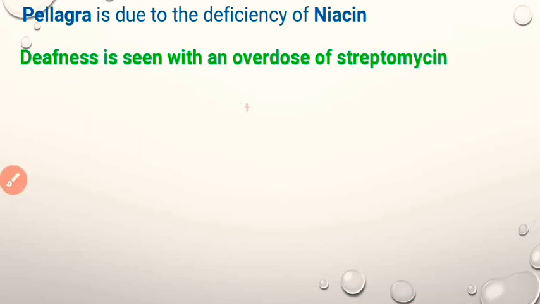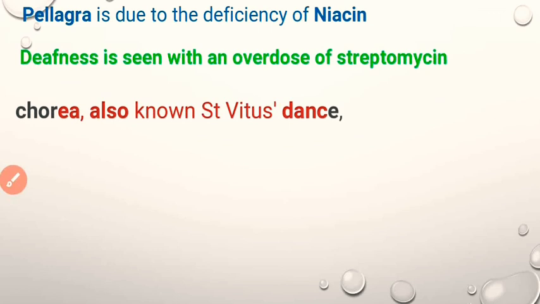Next, chorea, also known as St. Vitus dance. Chorea is a type of symptom seen in rheumatic fever, and it is included in the major criteria. Chorea is characterized by rapid, uncontrollable, uncoordinated jerking movements, primarily affecting the face, hands and feet, and it seems like a dance, so it is also called St. Vitus dance.